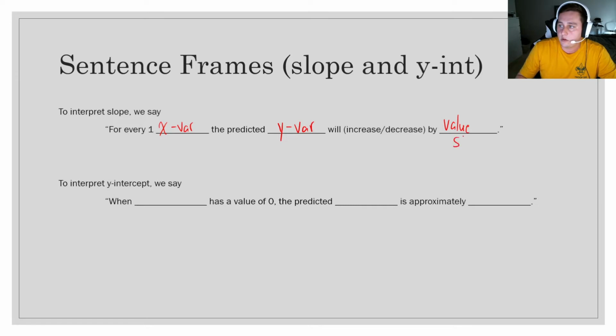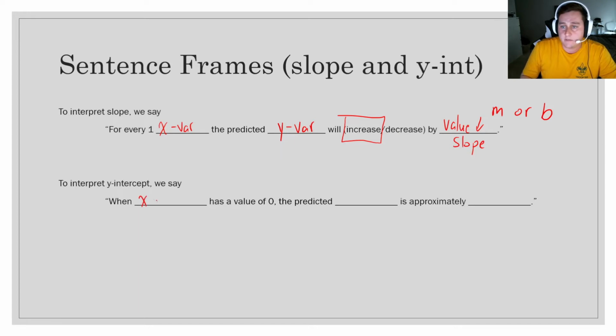Whatever m was, so this is either m or b, depending on which formula you like to look at in the previous slide. So the value for the slope is what goes here. And then this is context. Obviously, if this number over here is positive, then you're talking about an increase. If this slope is negative, you're talking about a decrease. Hopefully that's pretty obvious.